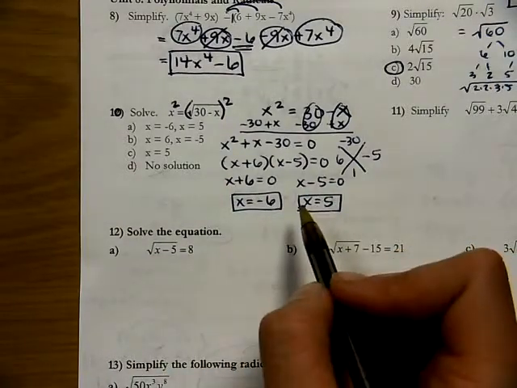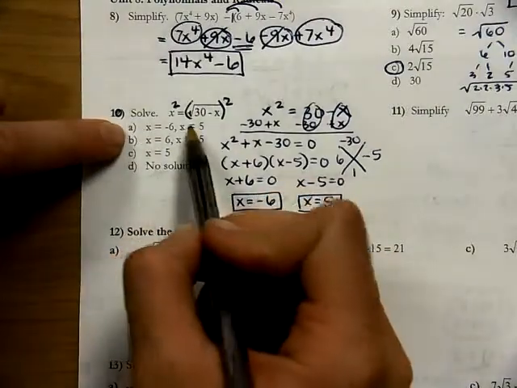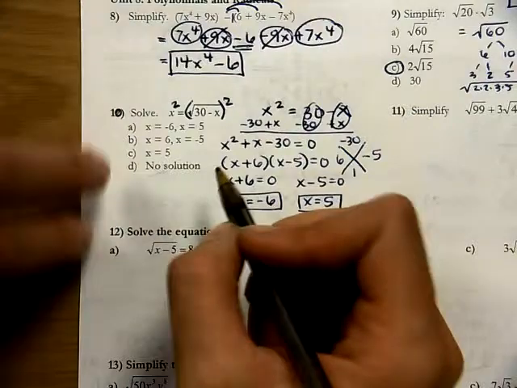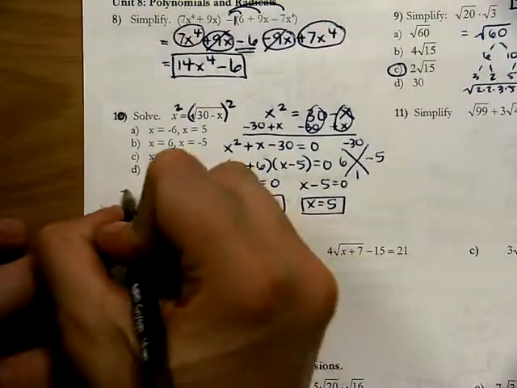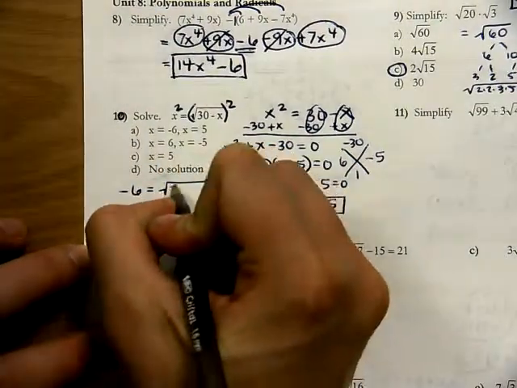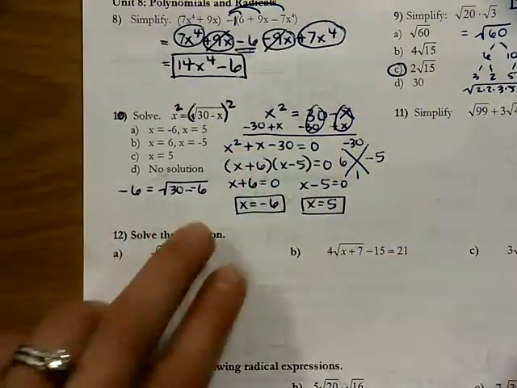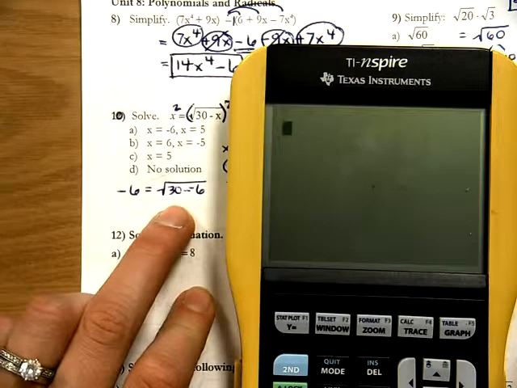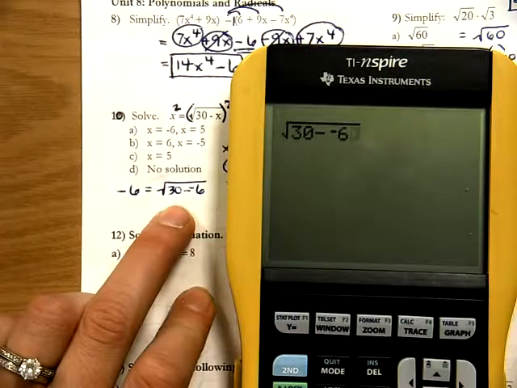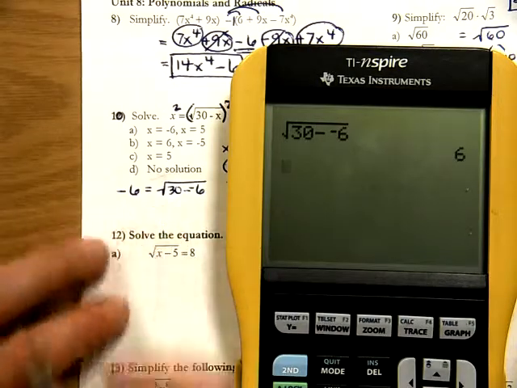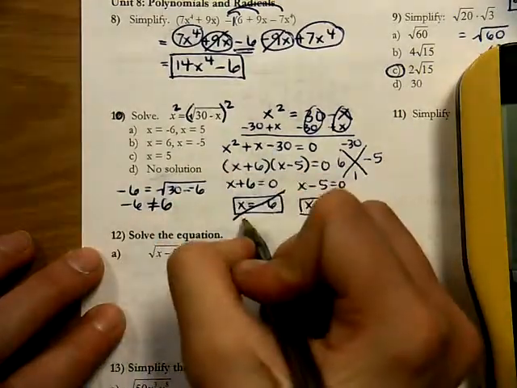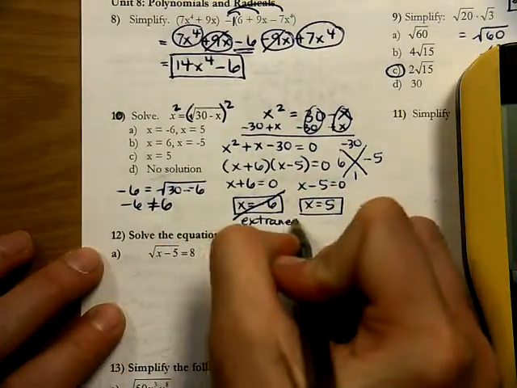Now, I shouldn't have really boxed that in. I've got to see if both of these will work. It's part of the answer, so I might be inclined to think yes, they'll both work, but I have to check in the original. So the first one: does negative 6 equal the square root of 30 minus negative 6? I can put it in my calculator or do it in my head. The square root of 30 minus negative 6 equals a positive 6. Well, negative 6 does not equal a positive 6. This is an extraneous solution.